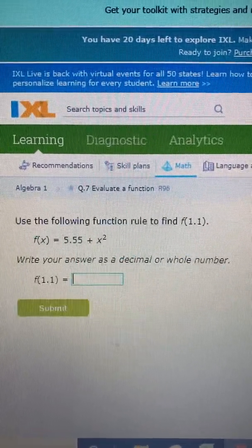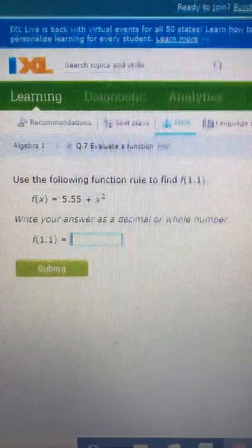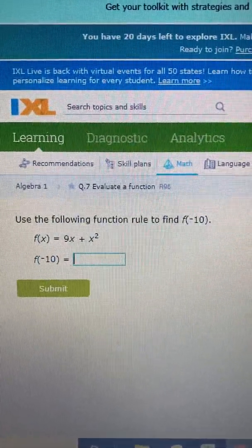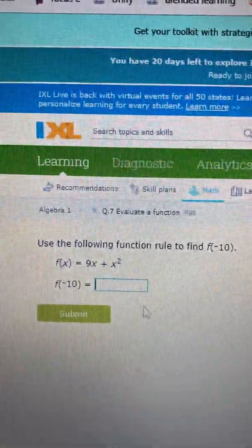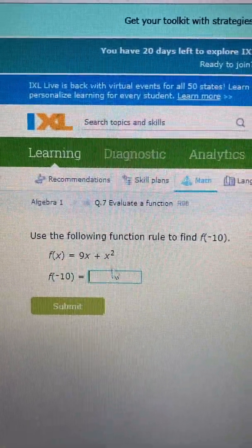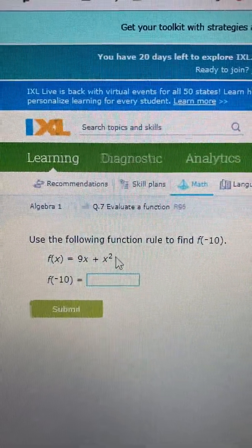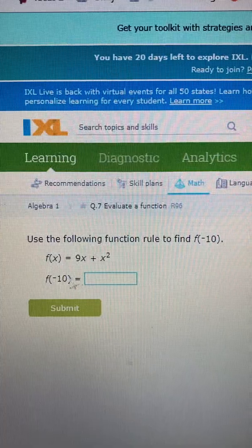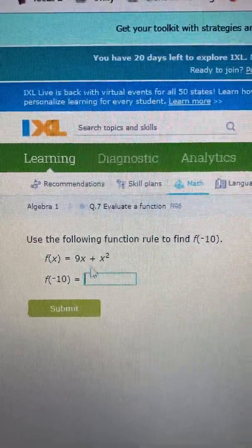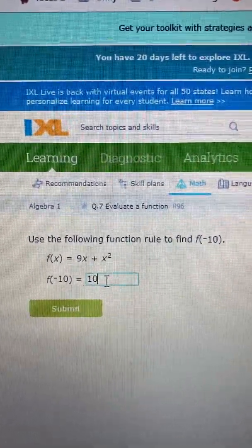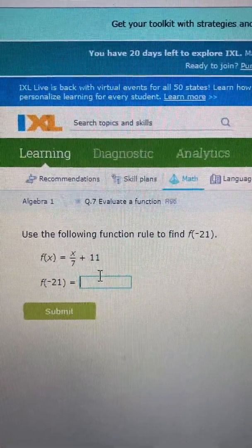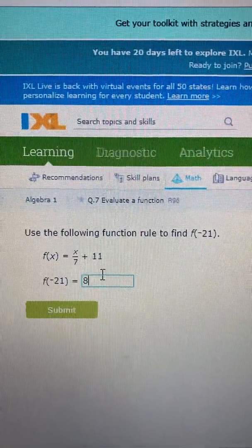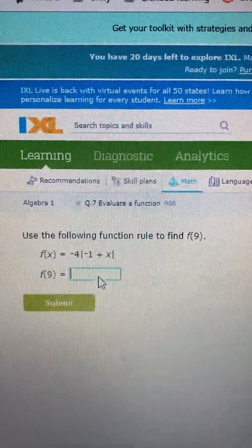I'm skipping around just a hair, and you're only going up to 90, so you don't have to deal with these decimals. I guess I'll do this one real quick. So you have negative 10 times negative 10, which is 100. Then you have 9 times negative 10, which is negative 90. Add those together and you get 10. Trying to do this quick. Hopefully I don't get it wrong, because I am going real fast.